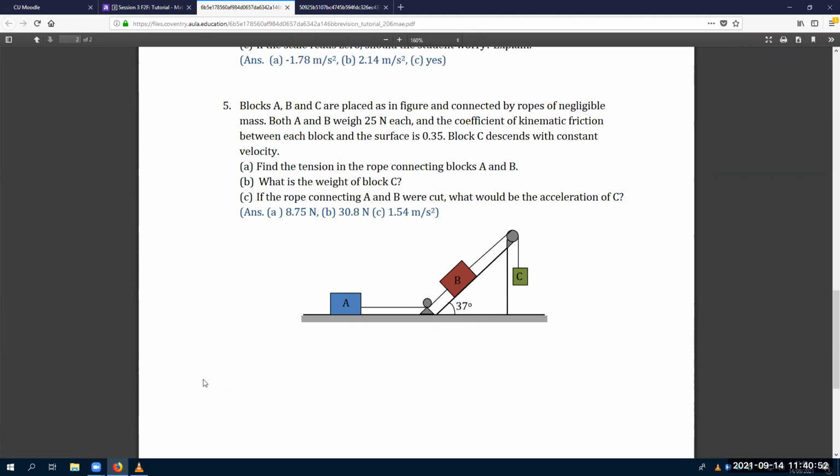Find the tension in the rope connecting blocks A and B, and what is the weight of block C? And if the rope connecting A and B were cut, what would be the acceleration of C? This looks like one of the exams I'll give to the first years this time around. Looks nice.